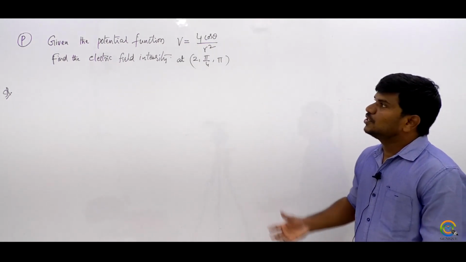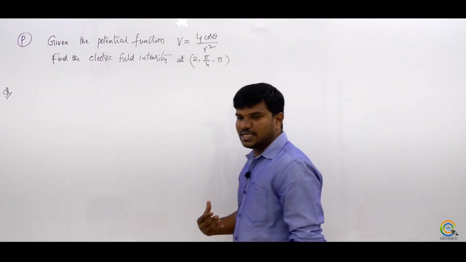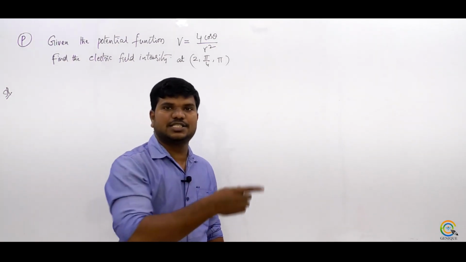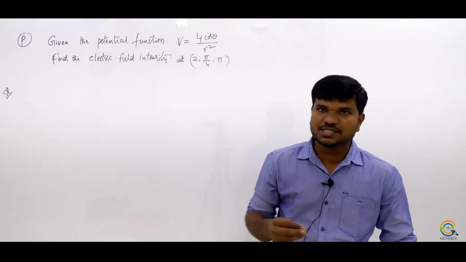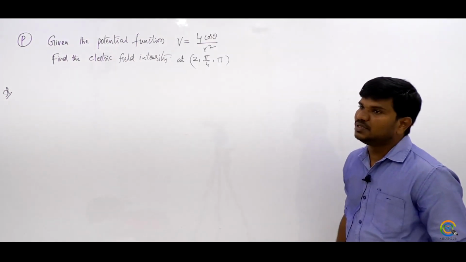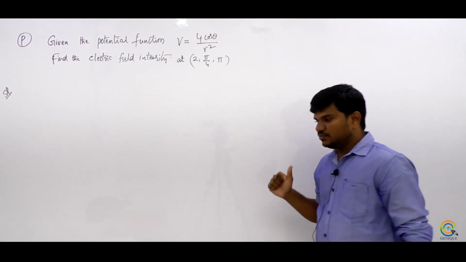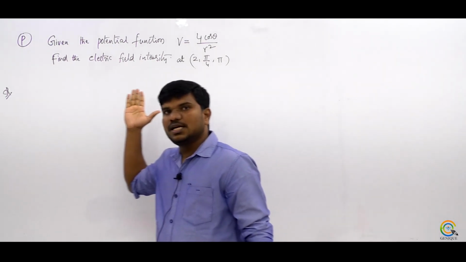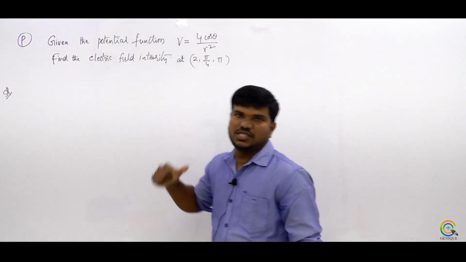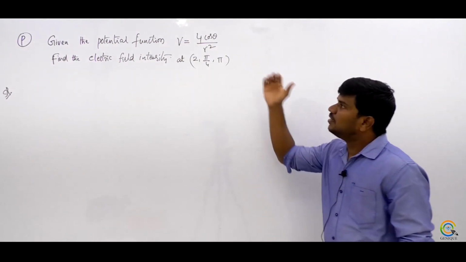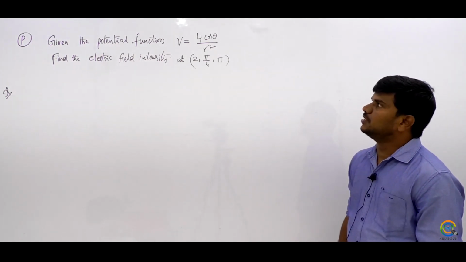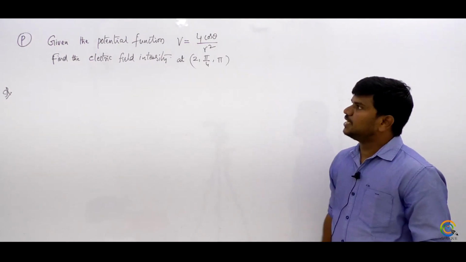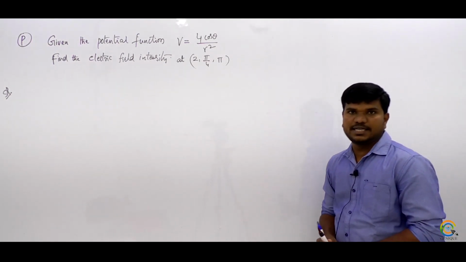Okay, so in the previous class we have seen how to find the electric field intensity due to the point charge and the line charge. But here he has given some new function. What is that function? Potential function. Okay, potential function given, we have to find the electric field intensity.